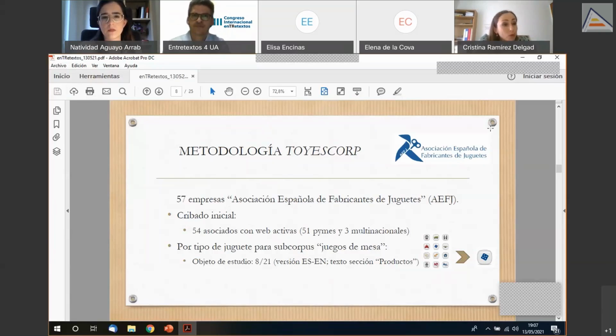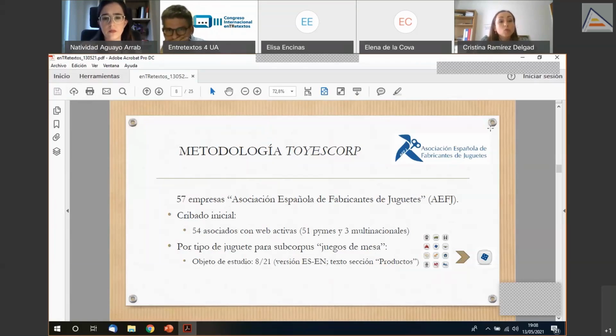En cuanto al tipo de juguete que íbamos a analizar, puesto que hay muchísimas categorías de juguetes incluidas en los sitios web, nos centramos en los juegos de mesa, pues es un juguete que se repetía en casi todos los sitios web que componían el corpus. Entonces decidimos que era una categoría muy adecuada para el estudio como objeto de estudio.